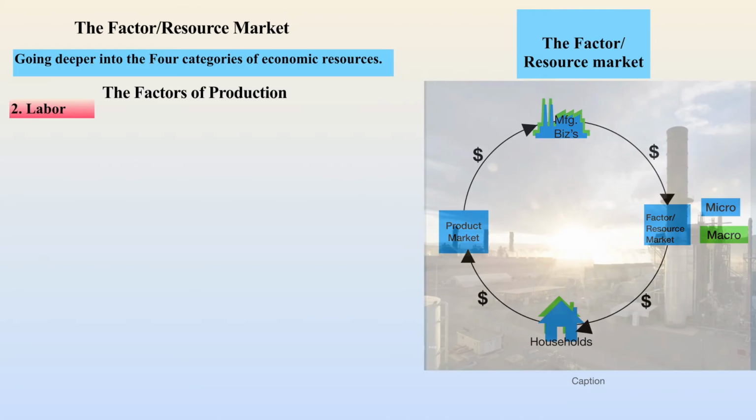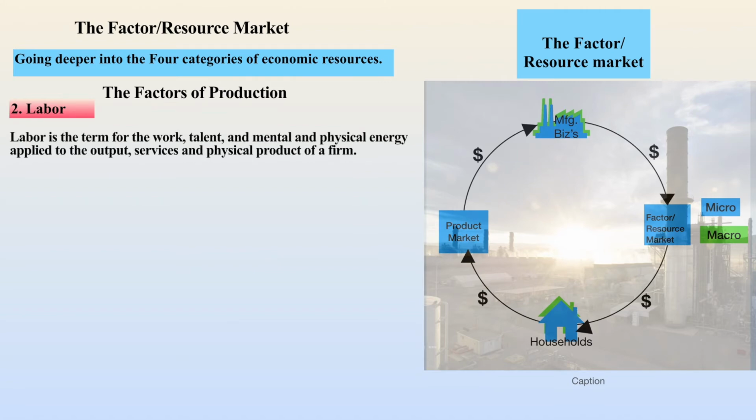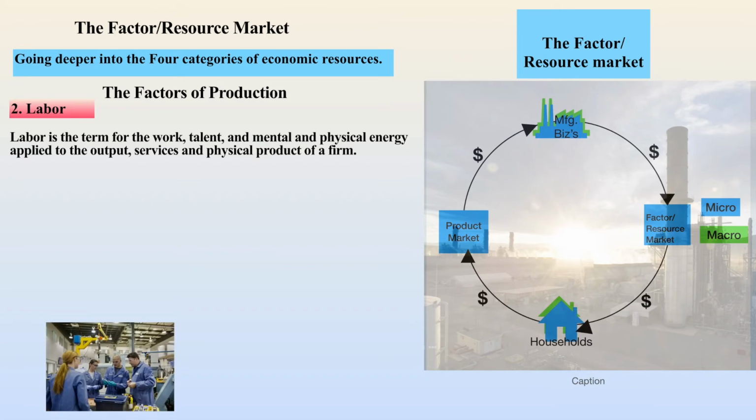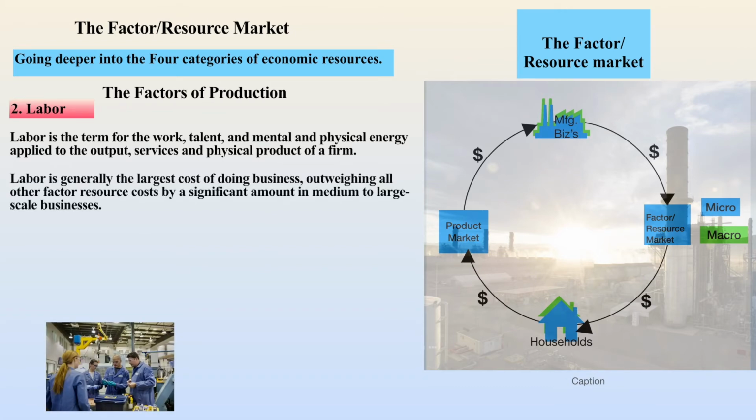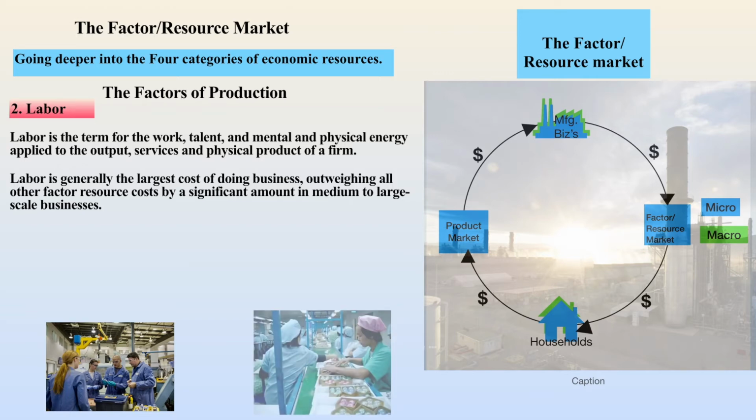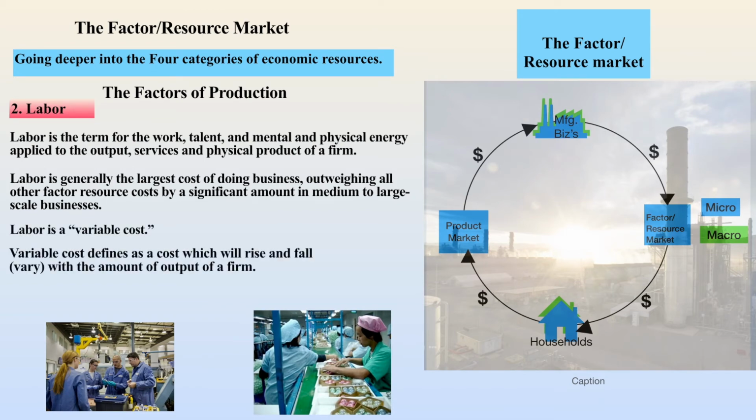Moving on then with the second factor of production, we have labor. Labor is the term for the work, talent, and mental, physical energy applied to output, services, and physical product of a firm. Labor is generally the largest cost of doing business, outweighing all other factor resource costs by a significant amount in medium to large scale businesses, and even in many small businesses. Labor is a variable cost. Variable cost is defined as a cost which will rise and fall, vary, with the amount of output of a firm.